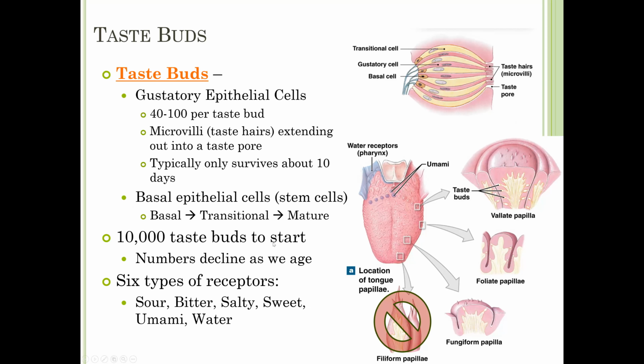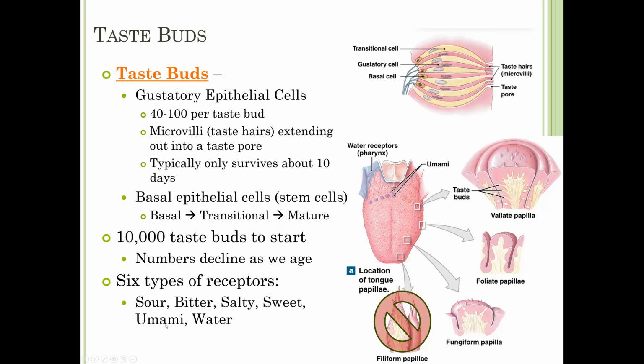There are 6 types of taste receptors. We have sour, which can sense the presence of acids in our food. Bitter, which can frequently sense the types of alkaloids that plants make to warn us that they're poisonous. There are salty, which comes from salt, and then sweet, which comes from sugary foods.